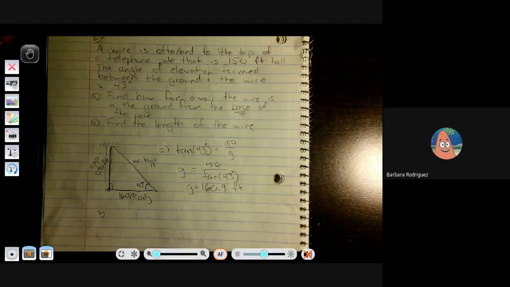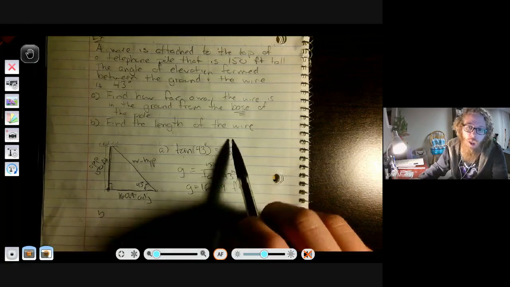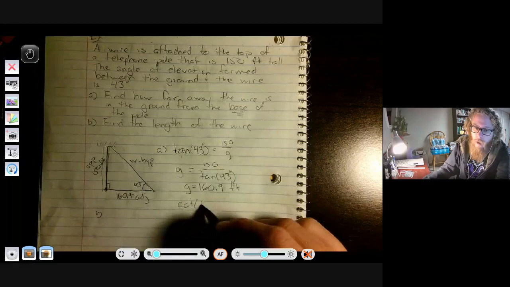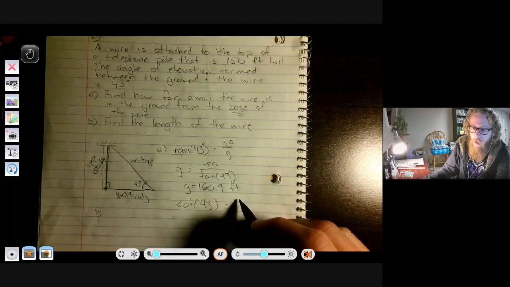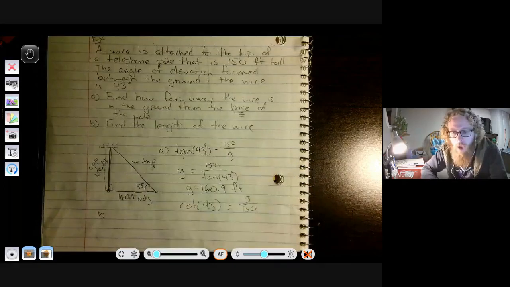Like if we were to use cotangent, I think that's how you say it. I mean, you could use cotangent and do G over 150, right? Because yeah, you're right. You could use the cotangent of 43 equals G over 150, because we would swap those.